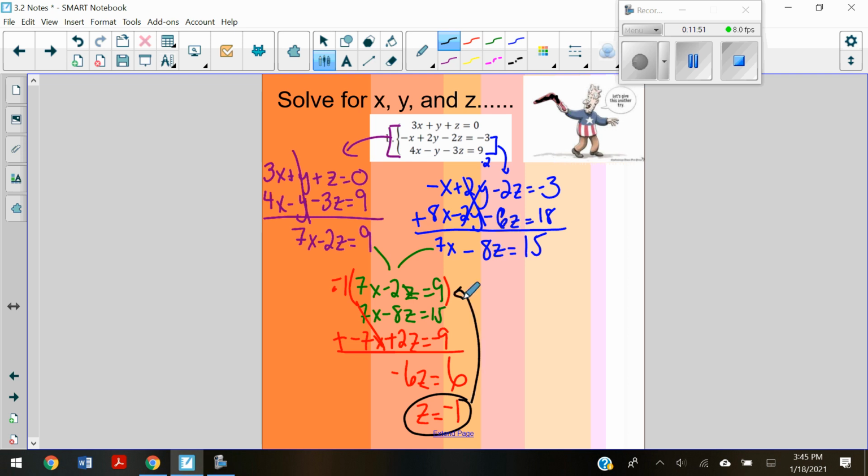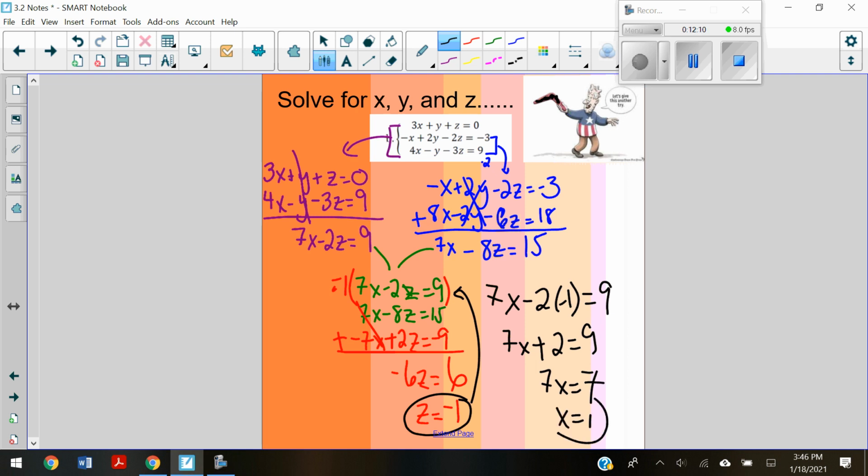Okay, 7x minus 2 times negative 1 equals 9. So 7x plus 2 equals 9. So I'm going to subtract 2 from both sides, and I get 7x equals 7. So x equals 1. Now I'm going to plug both of those in.